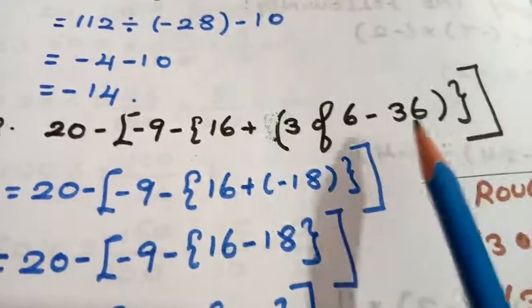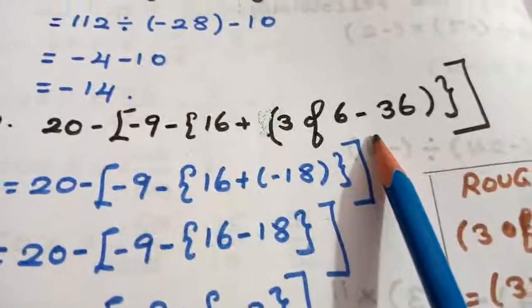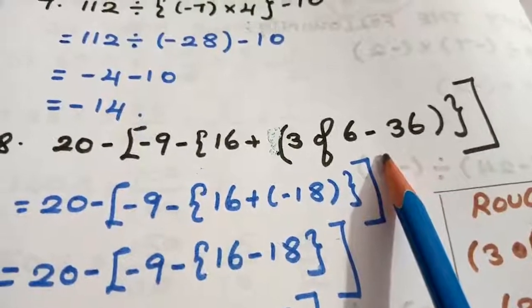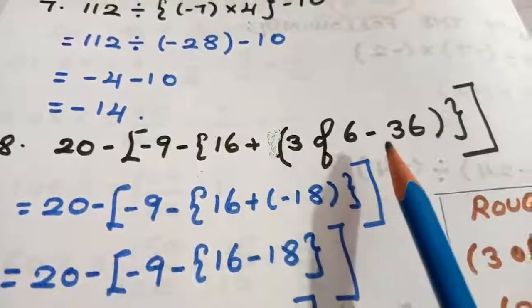In this place, you have 3 brackets. So in the case of 3 brackets, first you are going to go for the innermost part.